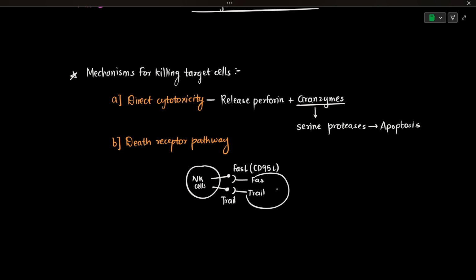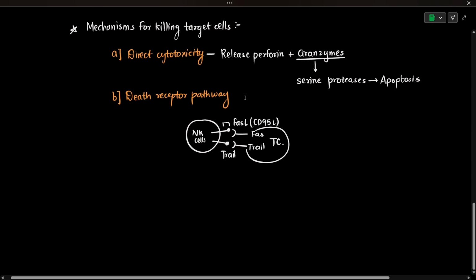These are particularly present on the target cells, the cells of our body, and once this interaction happens, they start the intracellular signaling cascade, which leads to the extrinsic pathway of apoptosis. If you don't know about that, I have discussed it in great detail in the lecture about apoptosis, as well as how tumor cells evade apoptosis in cancer biology. So please refer to that lecture. So these are the two ways by which natural killer cells can mediate killing.